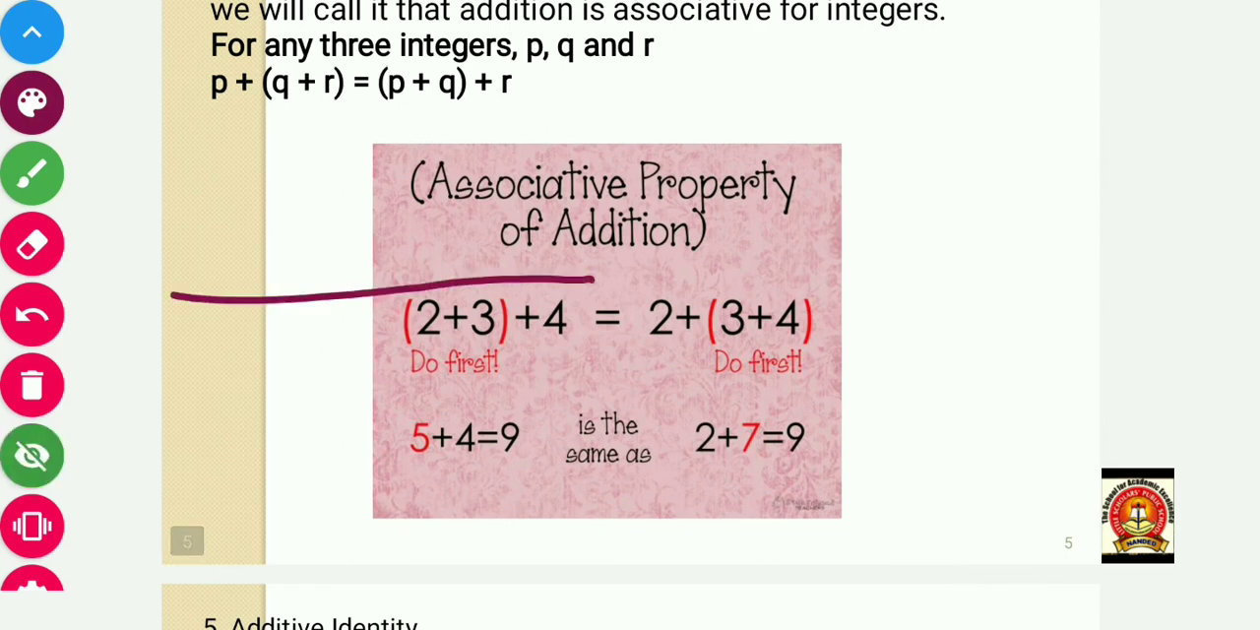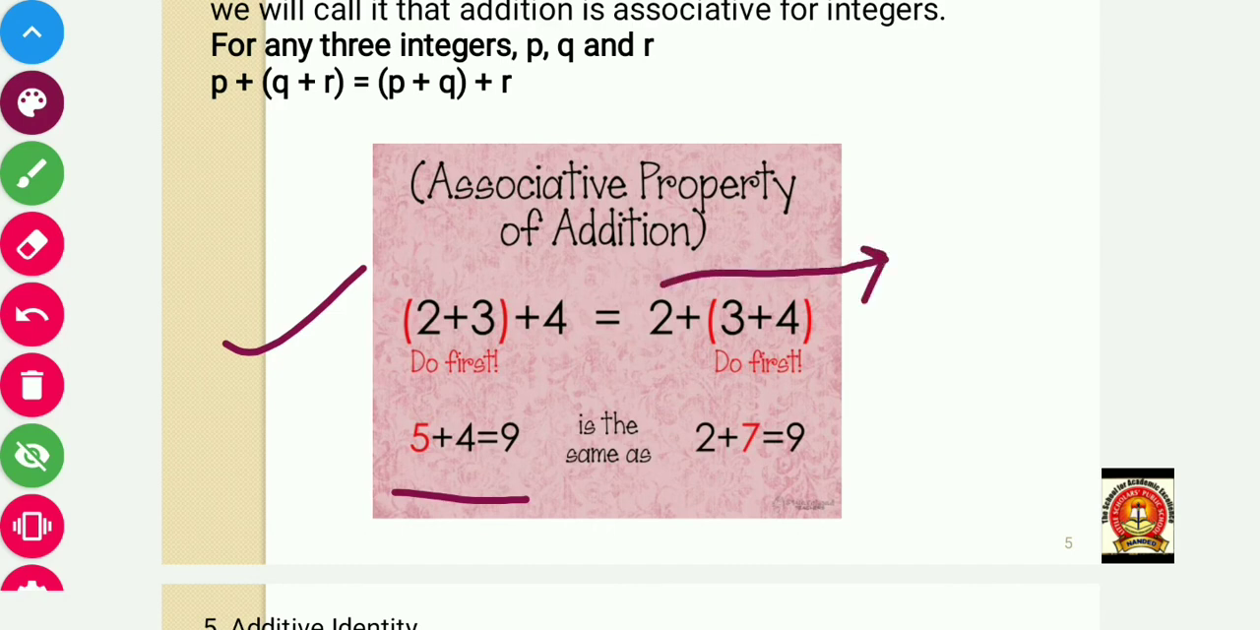Like here you are having an example. Here I have made a group of 2 and 3, that gives 5. Then add 4 in that, that's 5 plus 4, 9. And here you have added the last 2, that is 3 plus 4, 7, and then you have added 2 into that, that is 9. 9 is equal to 9. The result is the same under the addition. So associative property is going to be true for the addition.